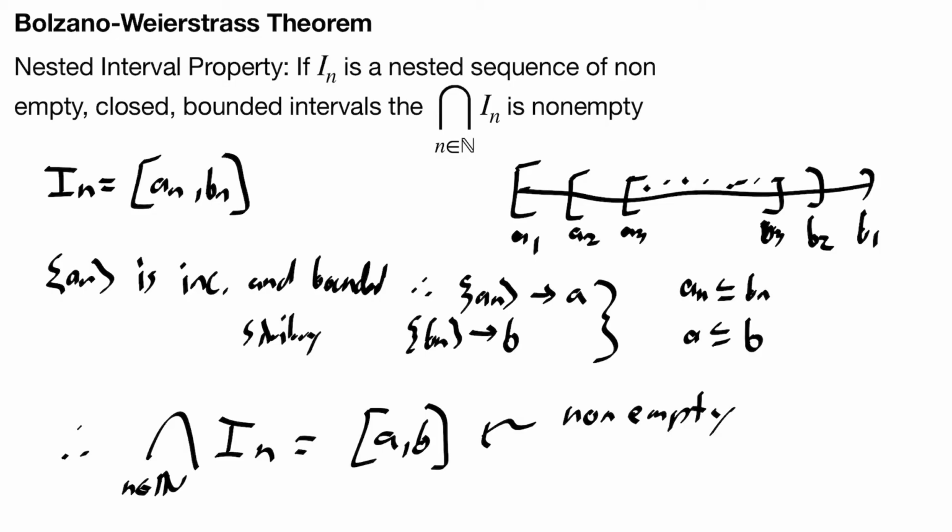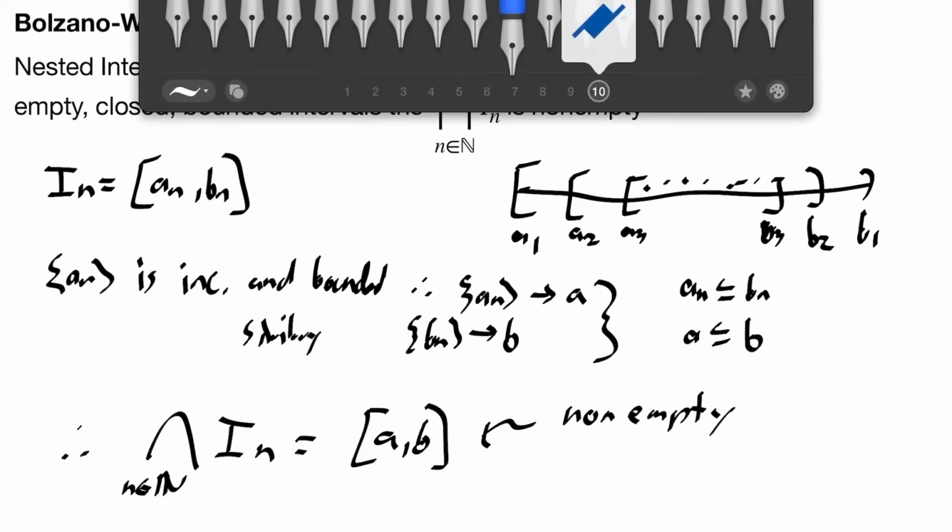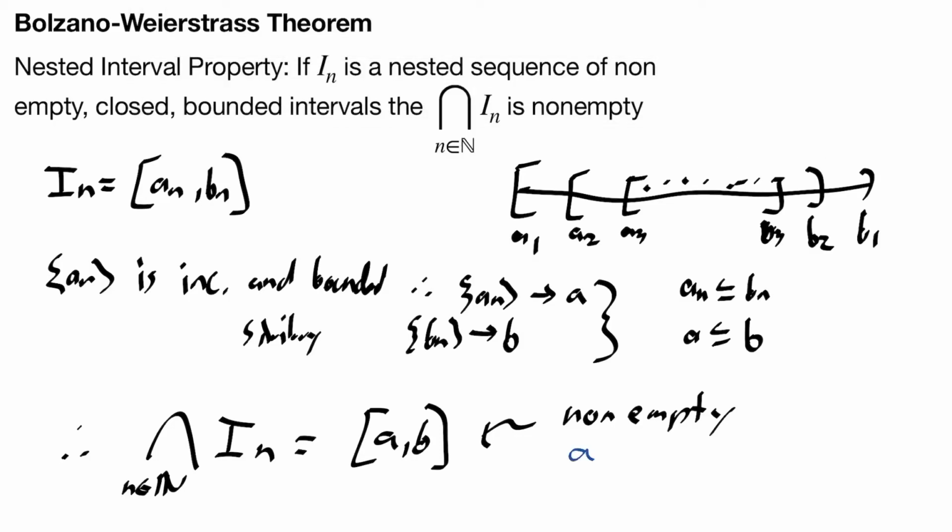And this is non-empty, which proves our theorem. However, I want to make an important observation. It is possible that A equals B.